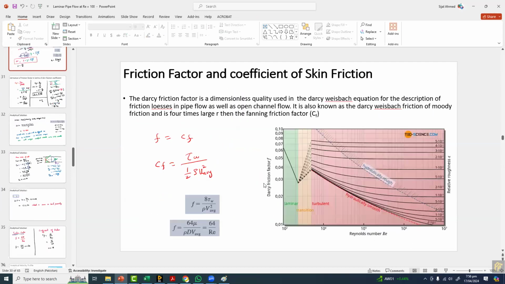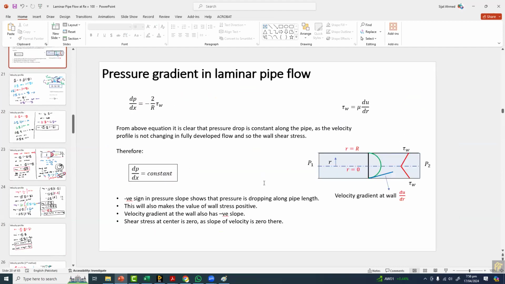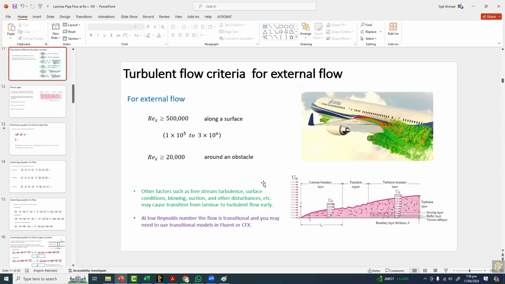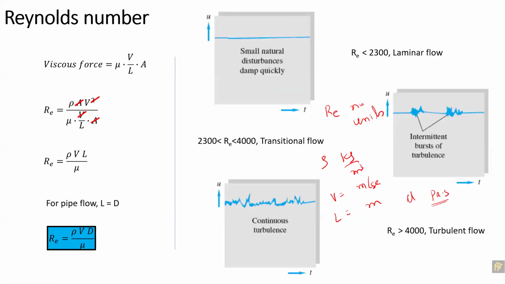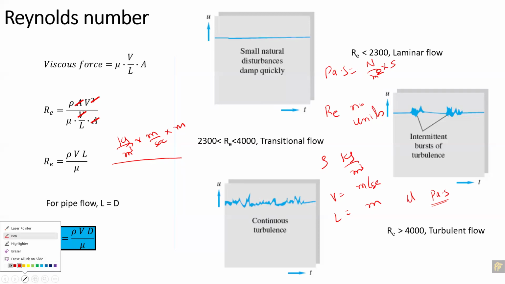So like here, if you put these parameters and dimensions into the formula, you will see that they become non-dimensional. If I put here kilogram per meter cube, meter per second, and the meter, and viscosity as Pascal second, I can derive that Pascal second is equal to Newton per meter square into second. Pressure in Pascal is in Newton per meter square.